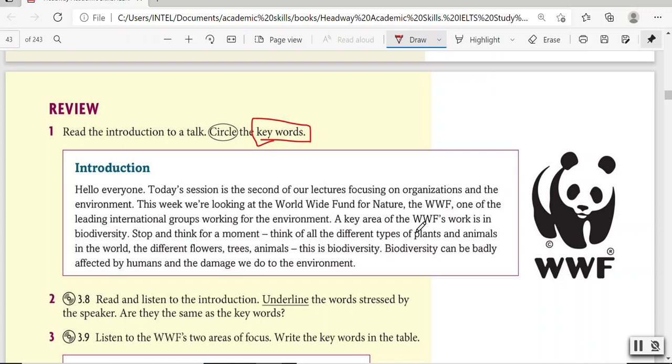A key area of the WWF's work is in biodiversity.